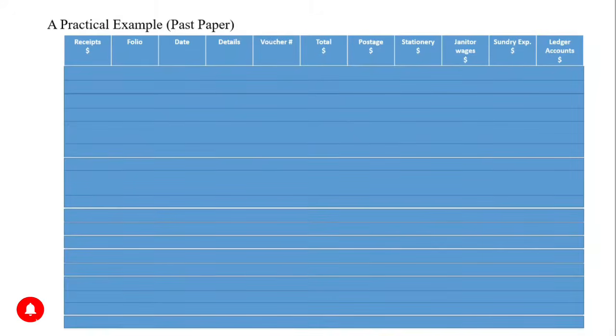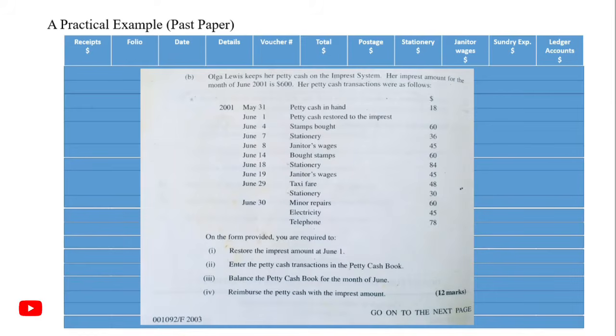We're going to be looking at a past paper question from 2003. Let's look at what the question is saying. Olga Lewis keeps her petty cash on the imprest system. Her imprest amount for the month of June 2001 is $600. So right off the bat, we identify that $600 is the float. I remember that we spoke about the float in part one, that the float is like a boat floating on the sea. It is always remaining constant, it is to be kept at that one figure.